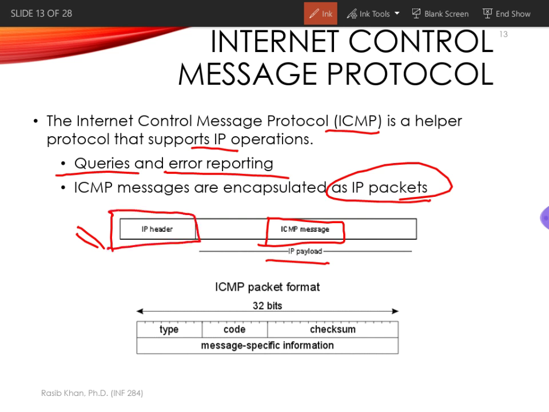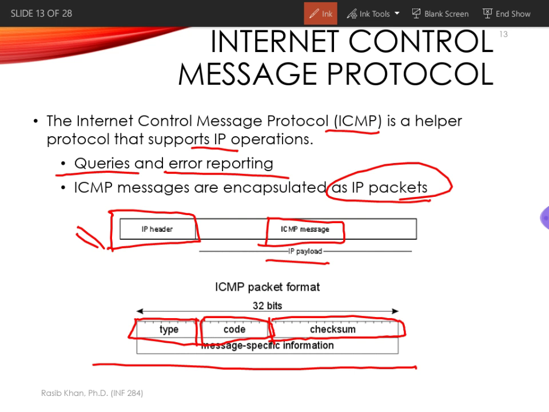And the ICMP message format looks something like this, where the first three fields are important. The first one is the type, the second one is the code, and the third is the checksum. The type and code work together to imply what kind of ICMP packet this is, and the checksum is basically an integrity check that the ICMP packet has not been modified.